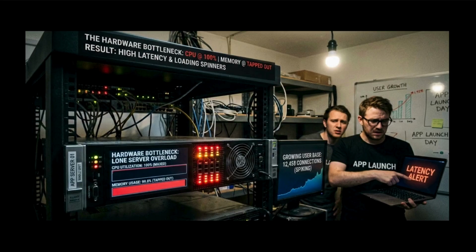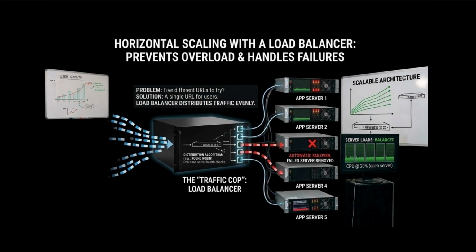up with the requests. But the real nightmare is that the server is a single point of failure. If it crashes, your entire business goes offline. And since you can't keep making a single machine infinitely more powerful, you have hit the limit of vertical scaling. The solution for this is horizontal scaling. Instead of one giant server, we bring in a whole team of them.